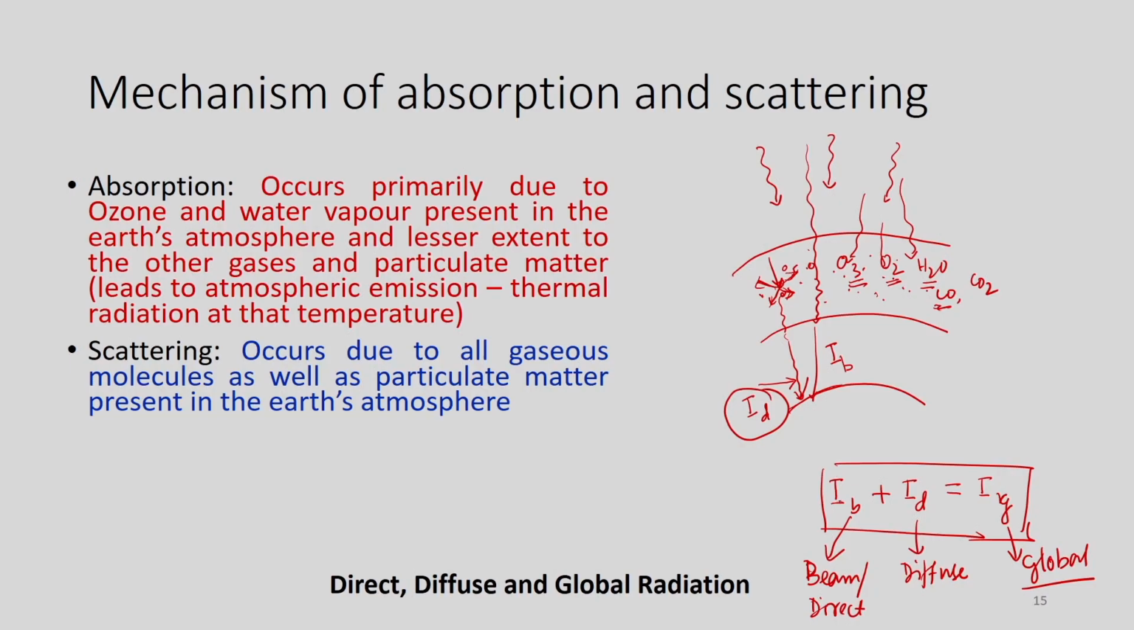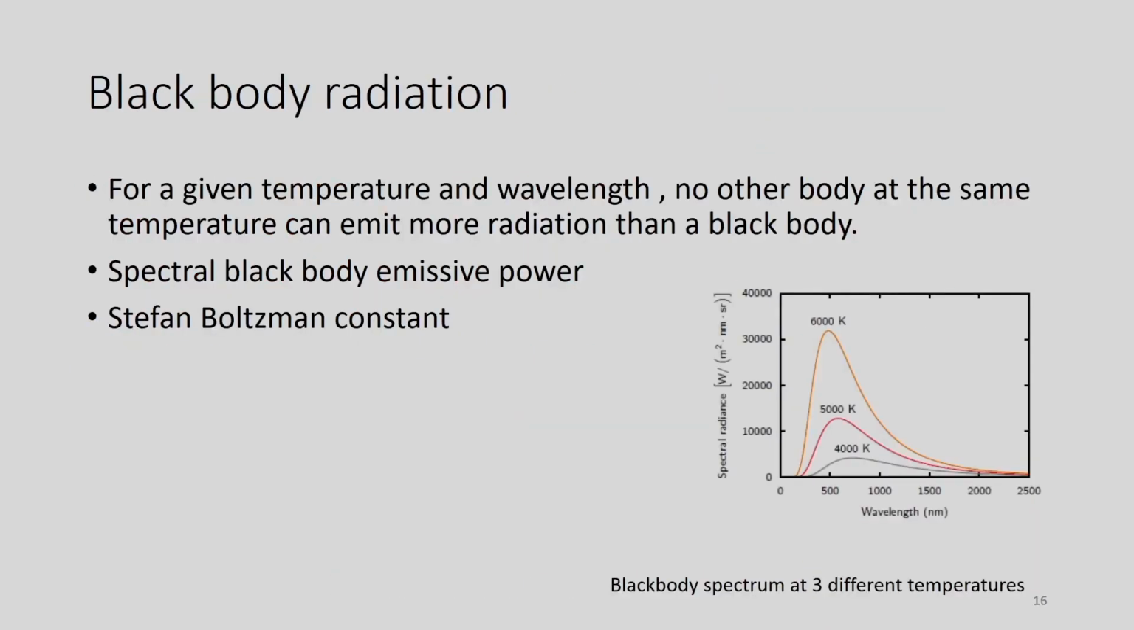So, what we have learned here is the mechanism of absorption and scattering, and the different kinds of radiation, that is beam radiation, diffuse radiation, and global radiation. These radiations are very important when we do calculations related to radiation geometries. And we need to learn black body radiation. For a given temperature and wavelength, no other body at the same temperature can emit more radiation than a black body.